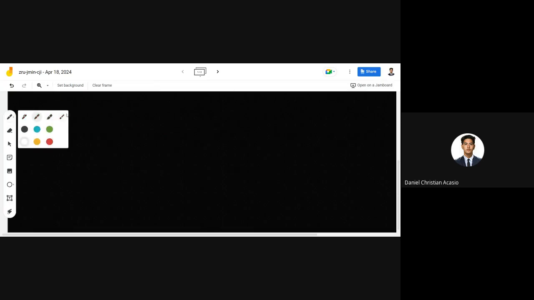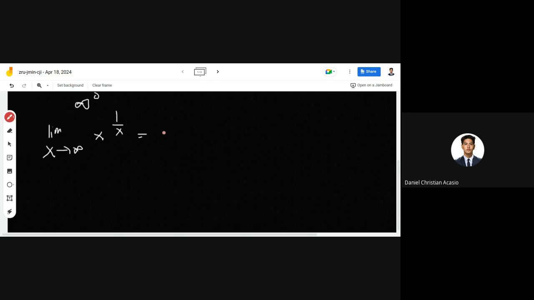Okay, next indeterminate form is infinity raised to zero. So, let's see the example. Limit as x approaches infinity of x to the 1 over x. Let's try to find its limit.